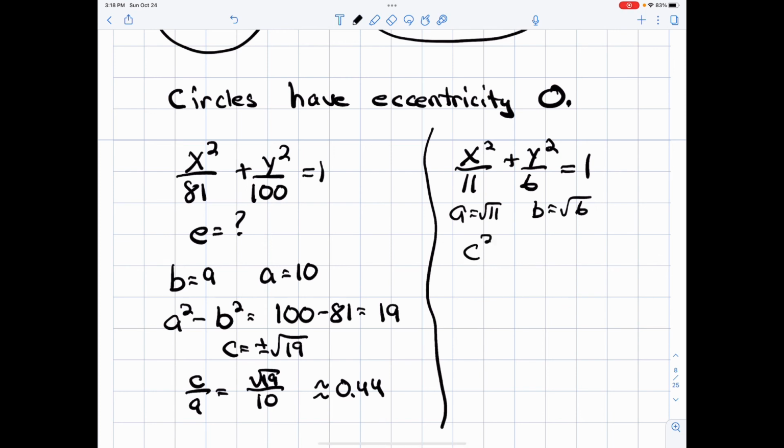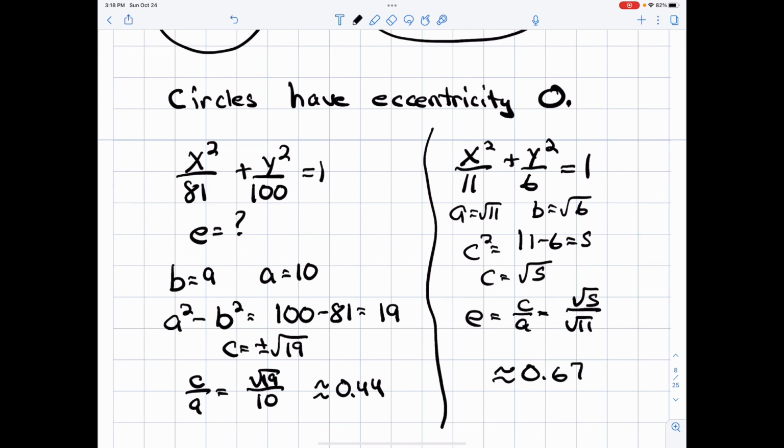C squared is going to equal 11 minus 6, which is 5. So C is the square root of 5. So eccentricity is C over A. So square root of 5 over square root of 11. If you put it in your calculator, you get your decimal. That's what these problems are going to probably ask for. You get around 0.67. So that's on the side of 0 closer to 1.